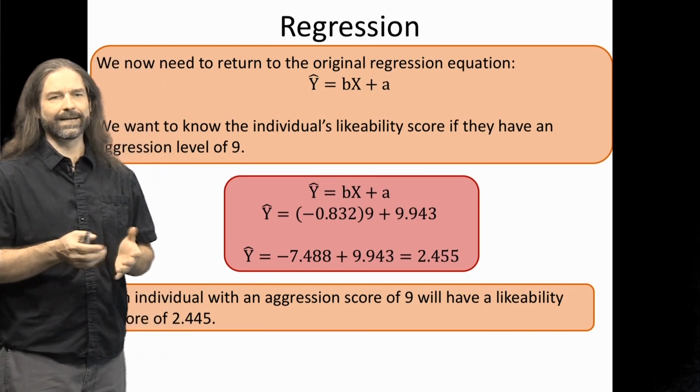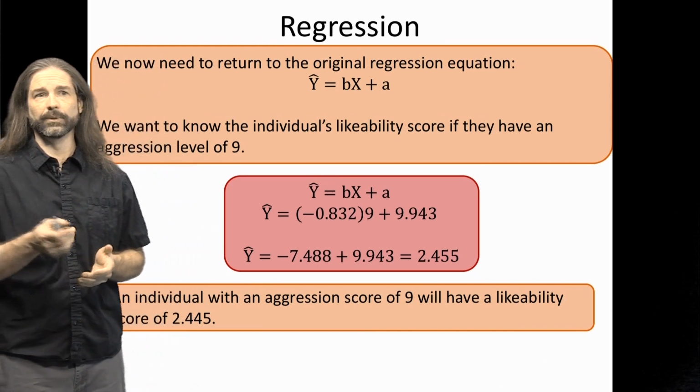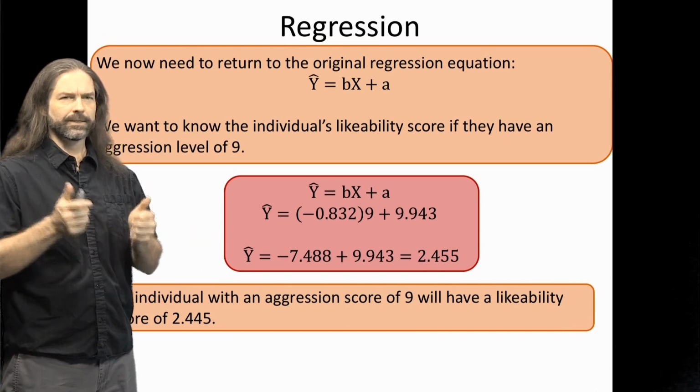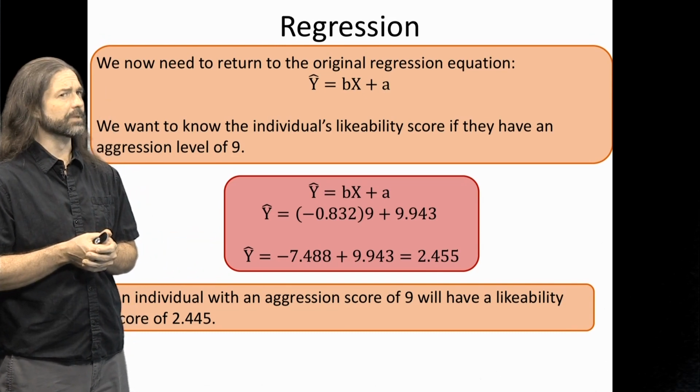So in this case, the actual person whose scores we measured, with a likability of 3, was actually slightly more likable than the model would have predicted. So I guess good for him, given that his aggression score is so high.